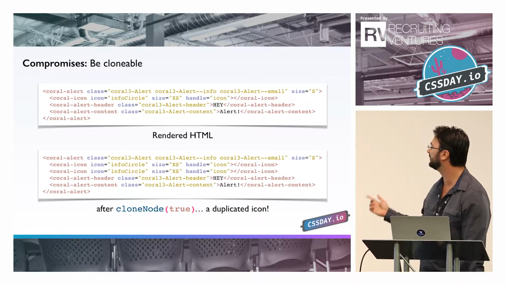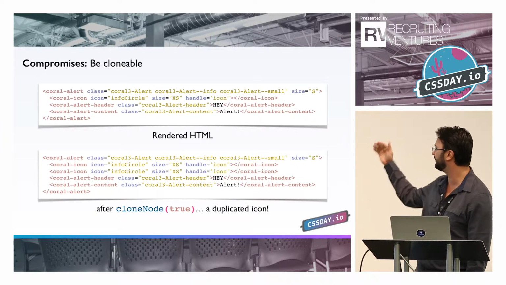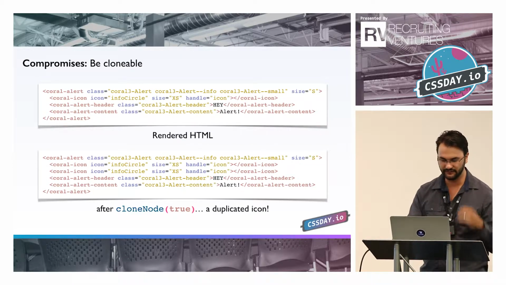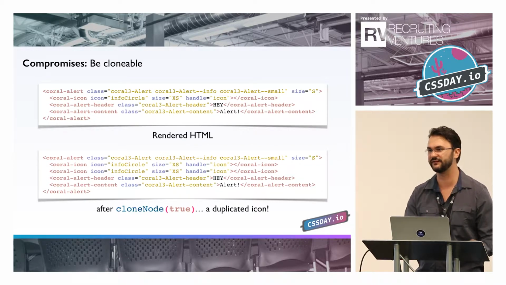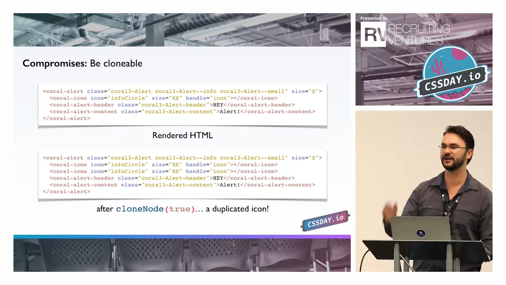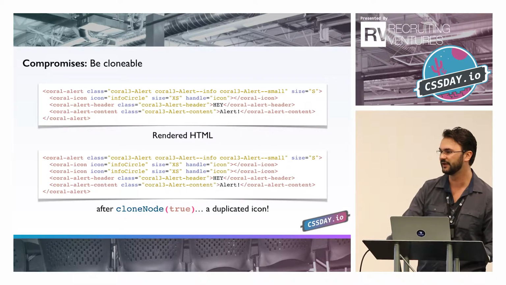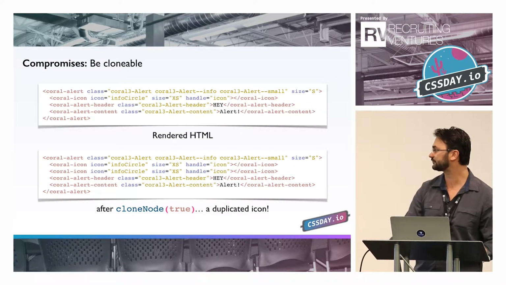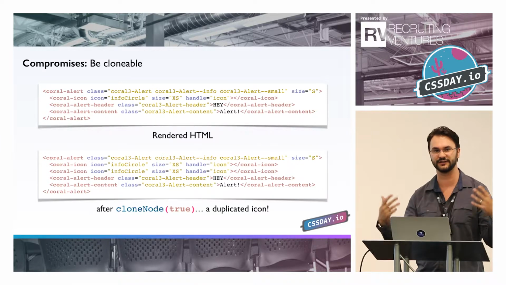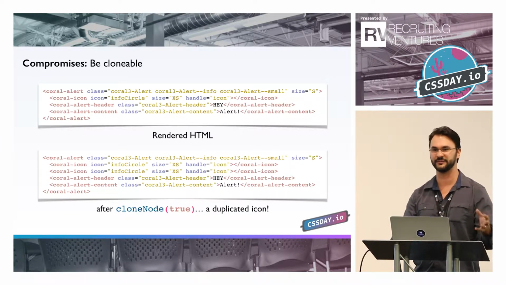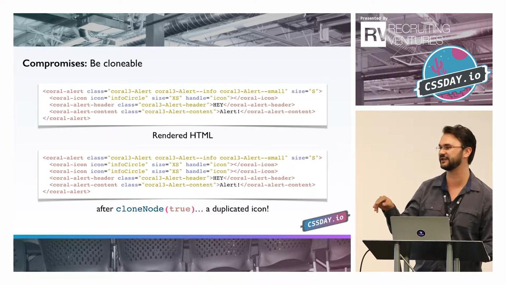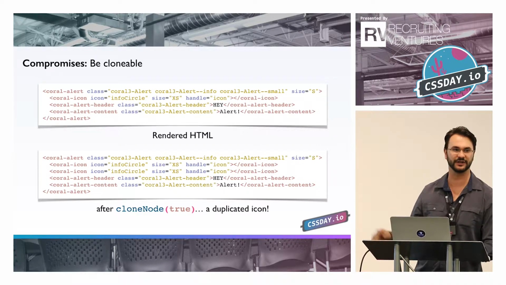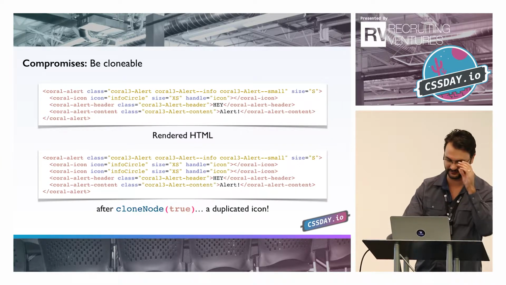We've got Coral alert. We've got an icon inside of it. We've got those 2 content zones. And if you call clone node, which effectively makes a copy of the element, you pass true, it copies the element and all of its children. So if you do that, it's going to copy the template itself as well. And then the component is going to get its created callback called, the render method's going to run, and we're going to duplicate that template content inside of it. We're going to get 2 icons, and this is bad news.